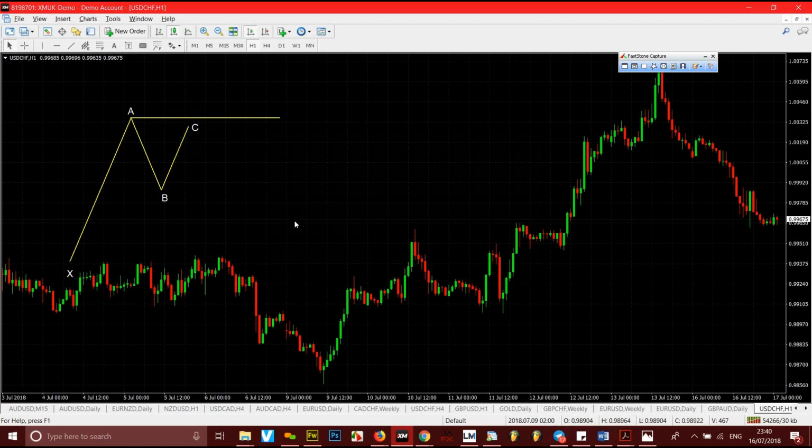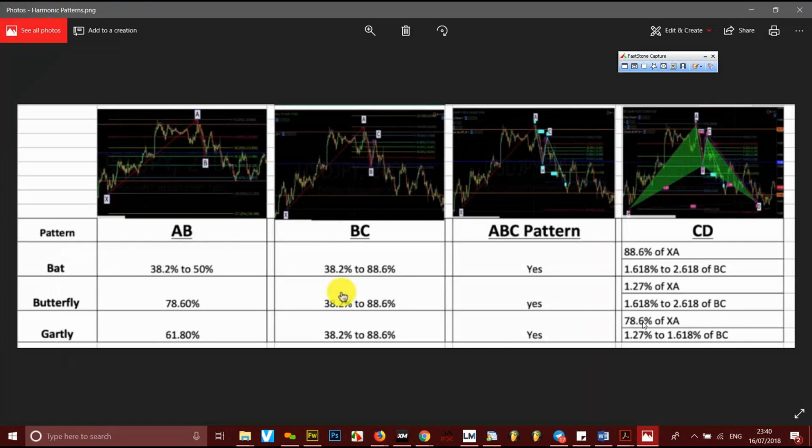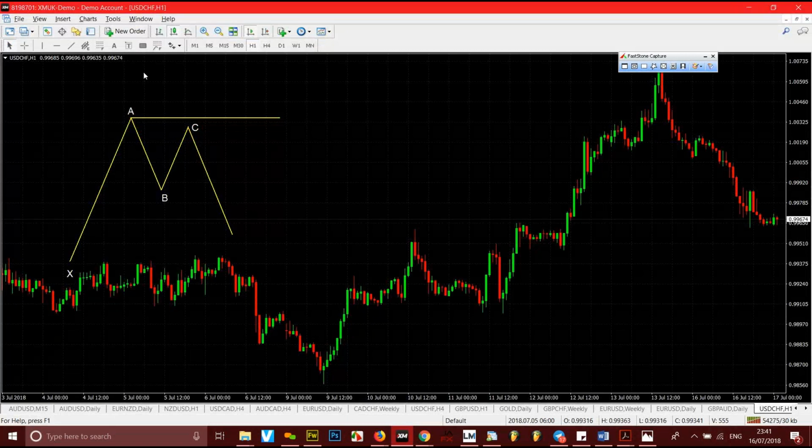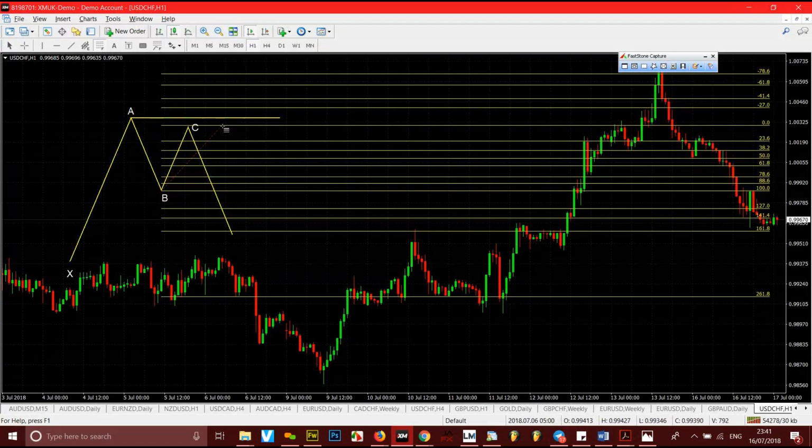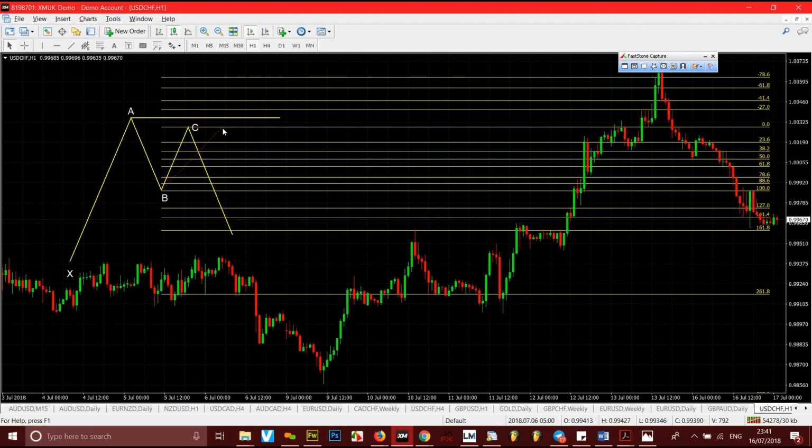So what am I looking for now? I'm looking for the pullback or the extension or the continuation of that AB move leg. So which leg am I looking for now? This leg to the downside is what I'm looking for. And the rule says it should be 78.6 of XA or 127.0 to 161.8 of BC. So let's say I pick up my BC, 0 to 100 of C. It needs to be between 127 and 161.8. So that's 127 and 161.